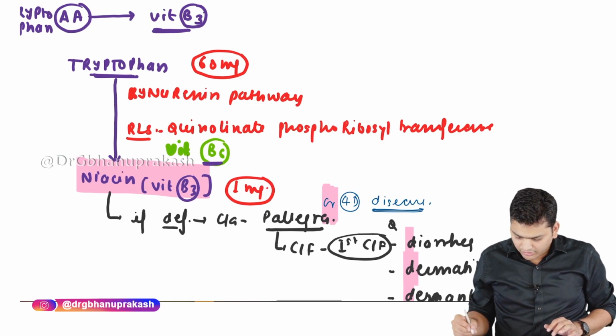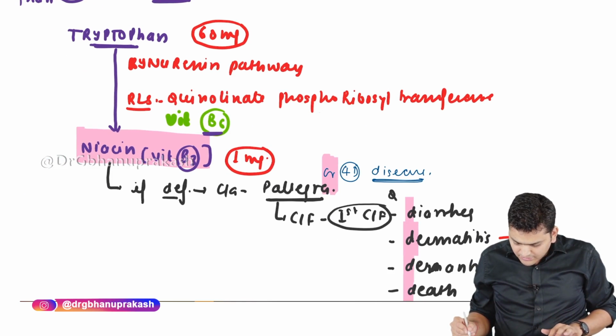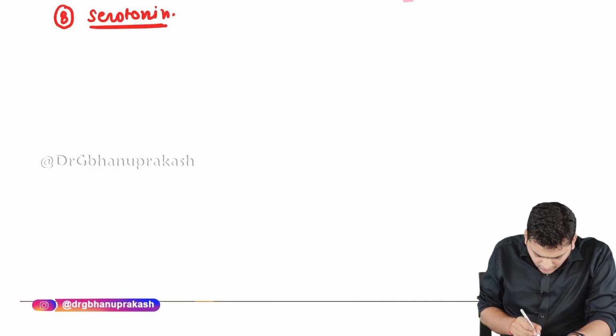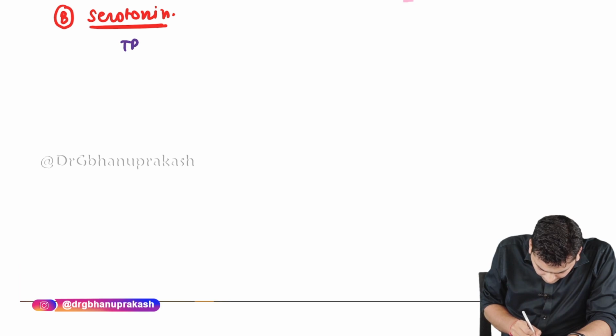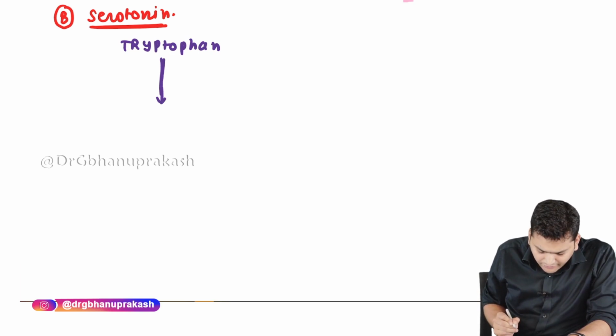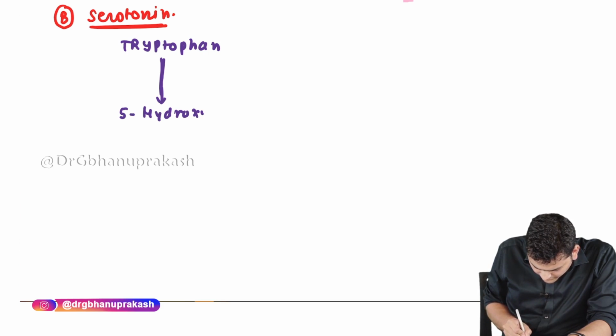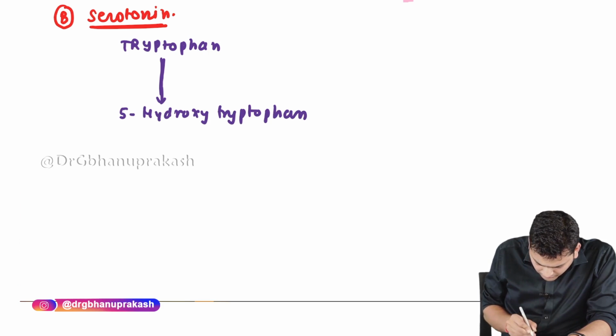This is the first special product. Then the second special product: let's see how tryptophan converts into serotonin. To convert tryptophan into serotonin, tryptophan first undergoes a hydroxylation reaction so that it converts into 5-hydroxytryptophan. The name of the enzyme is tryptophan hydroxylase.